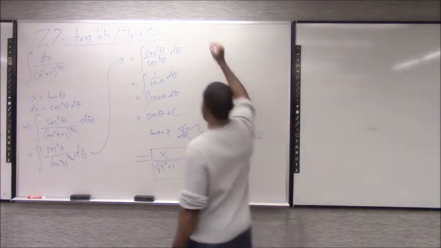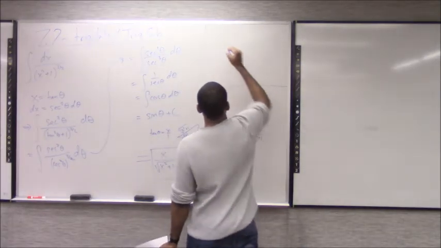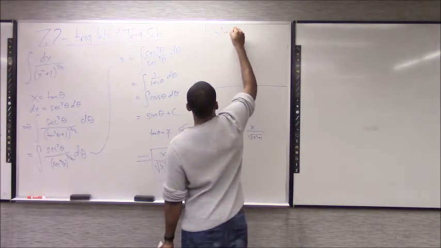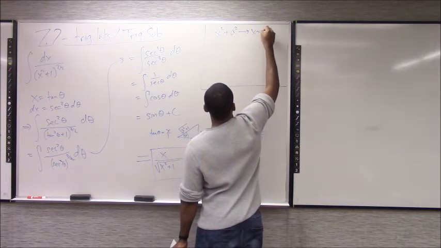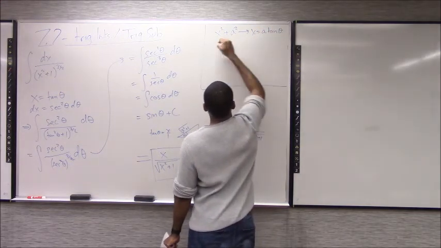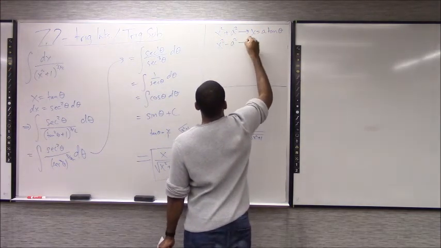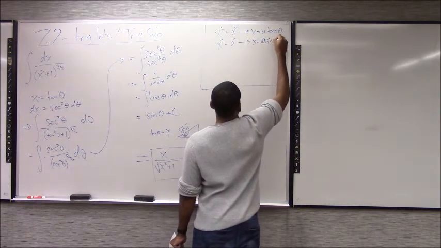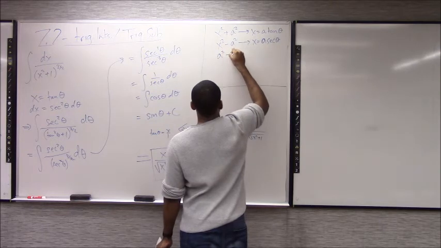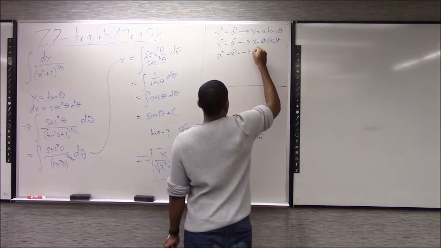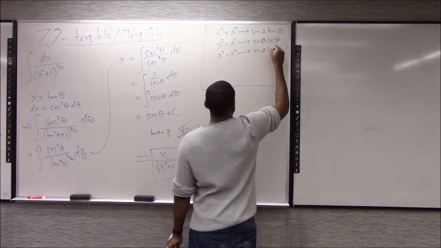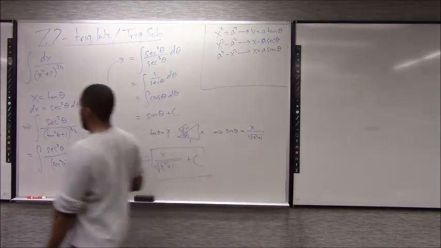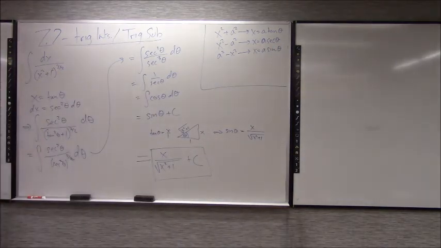Oh, because of all those rules I had in the beginning. I know that if I see x squared plus a squared, I always put x equals a tan theta. If I see x squared minus a squared, I put x equals a secant theta. And if I have a squared minus x squared, I would always put x equals a sine theta. So here, I had x squared plus 1 squared.